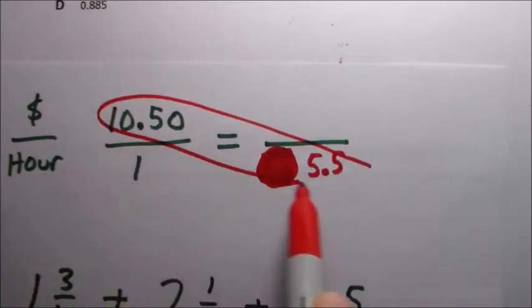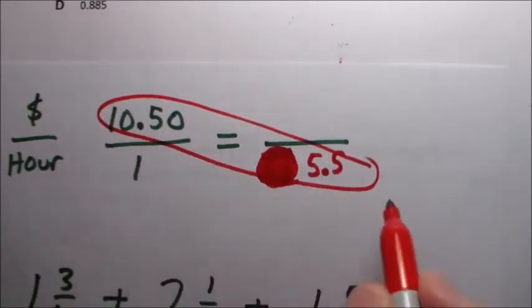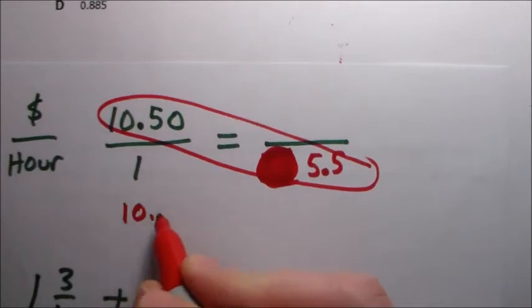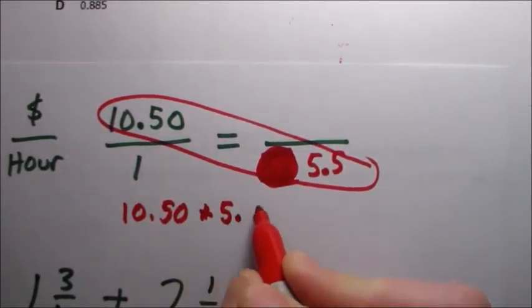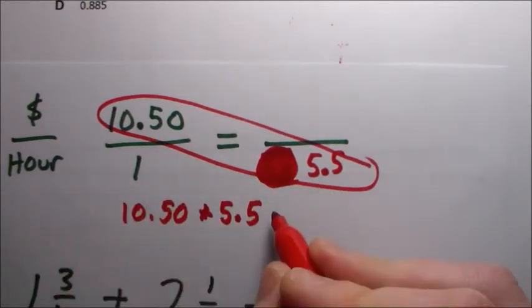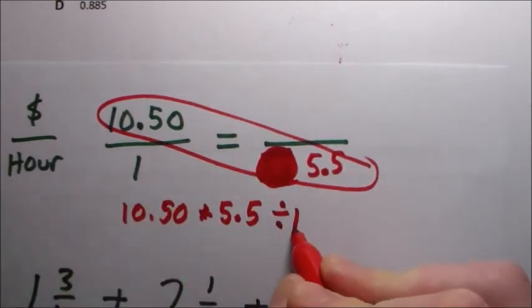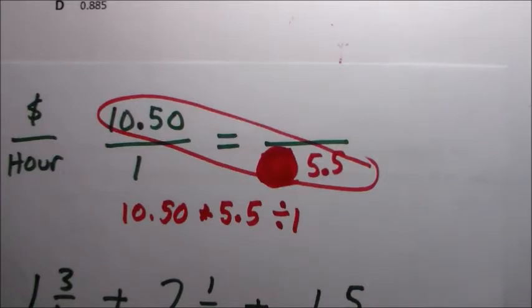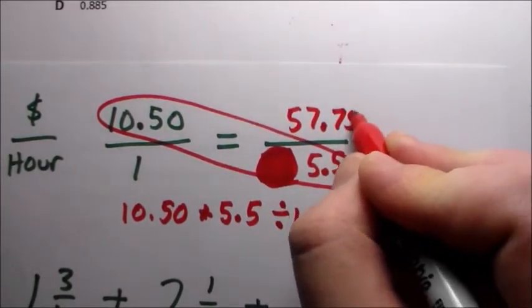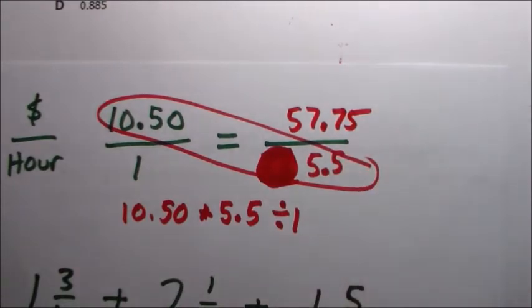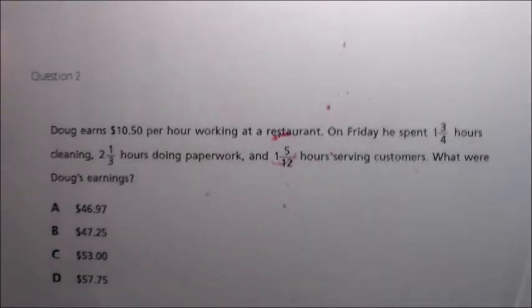Now all we have to do is cross multiply and divide. So cross multiplying would be 10.5 times 5.5, divided by 1. Plug that into your calculator, and what you'll get is 57.75. 57.75, and that will be your answer.